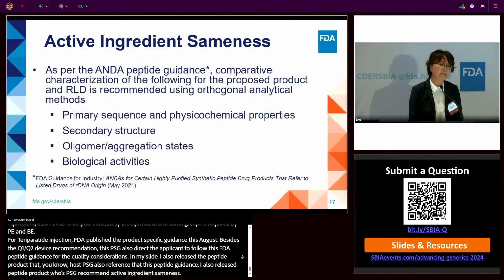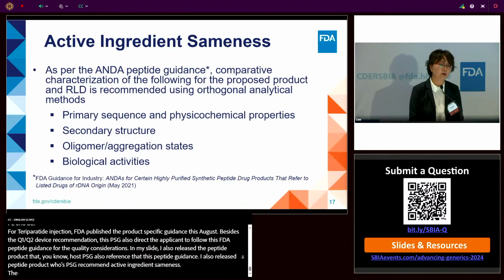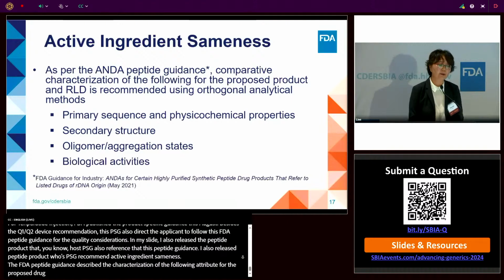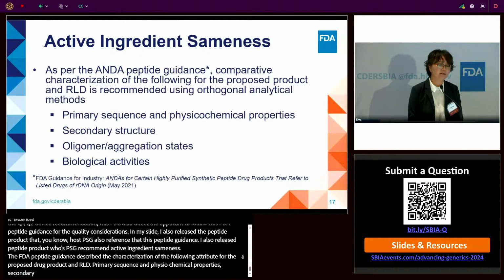The FDA peptide guidance describes the comparative characterization of the following attributes for the proposed drug product and RLD: primary sequence and physical chemical properties, secondary structure, oligomer aggregation states, biological activities, and also the use of orthogonal analytical methods is recommended.